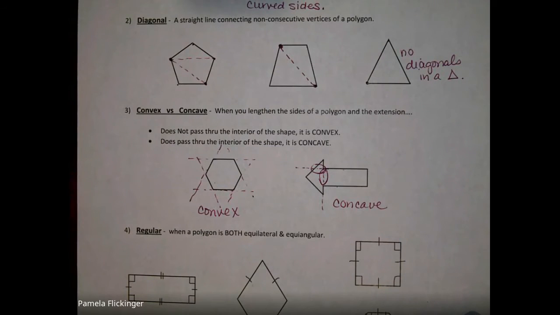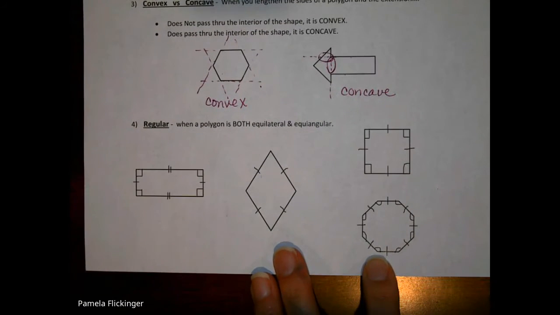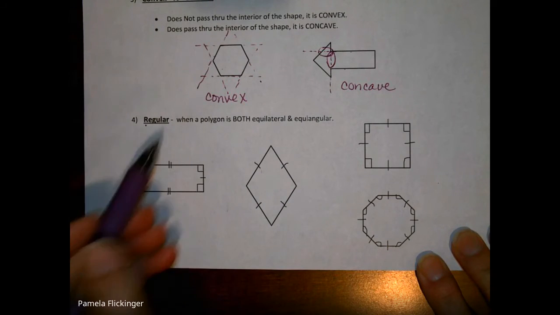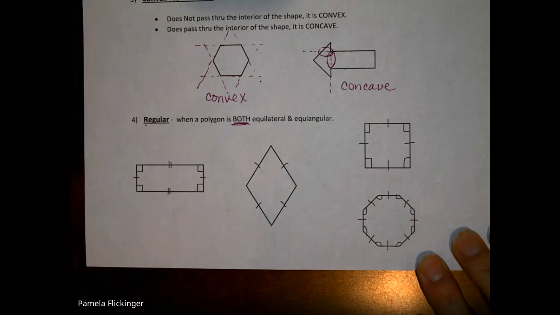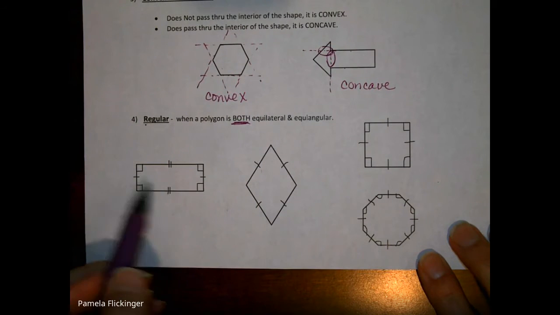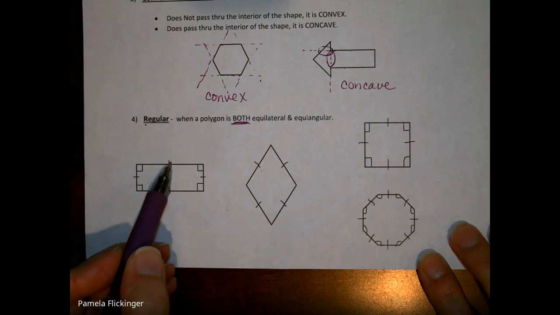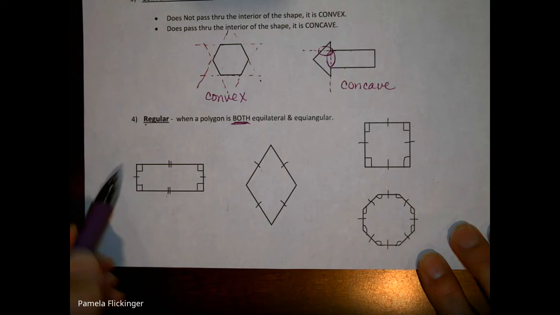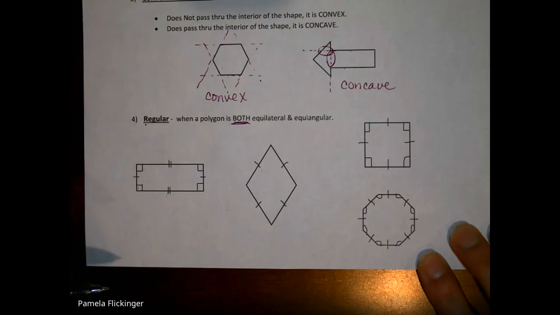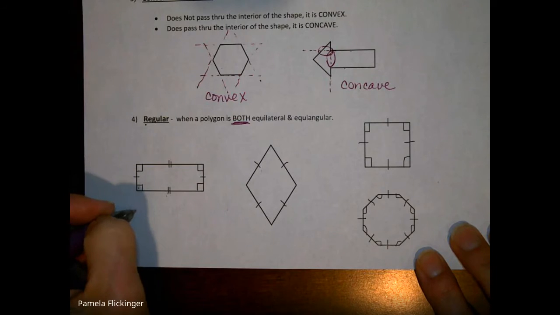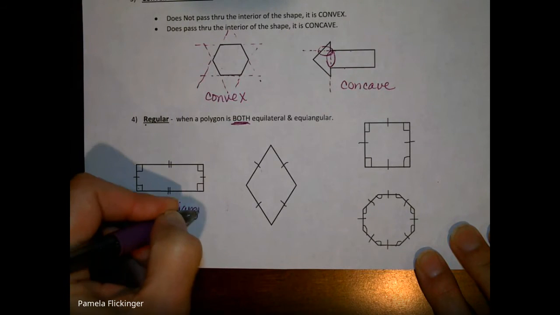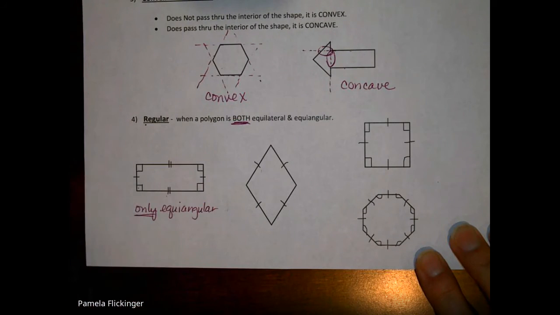Okay. The word regular. You're going to see that word, especially when we get to the interior and the exterior theorems. All right. A regular polygon is when a polygon is both equilateral and equiangular. So looking at this first figure, all right, the opposite sides are marked congruent, but not all four. So it's not equilateral, but all the angles are marked as right angles, which means this would only be equiangular. All right, it's only equiangular.